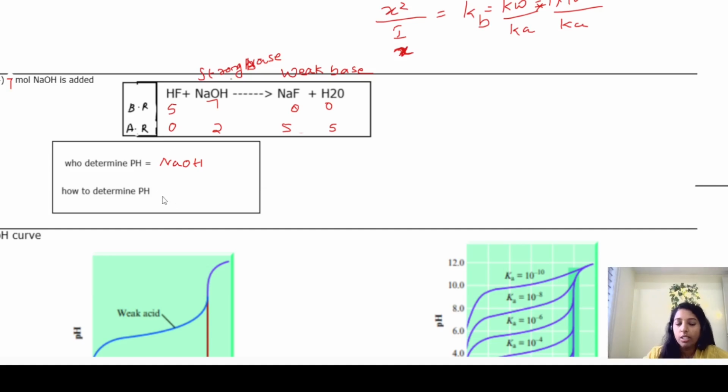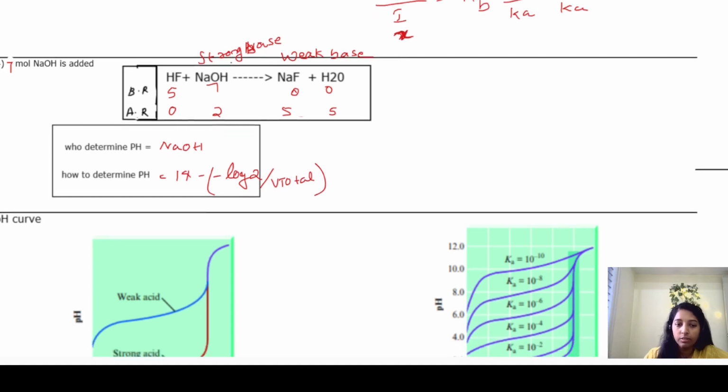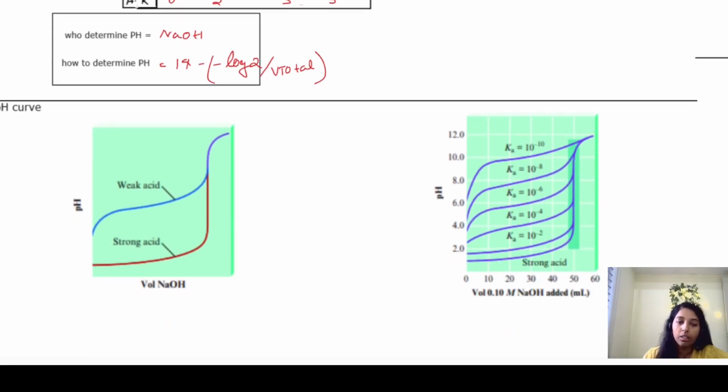So how do you determine the pH? As usual, the same way. Since it's a strong base, you calculate the negative logarithm of OH minus, which is 2 over V total. That gives the pOH, and 14 minus pOH gives the pH. That's all of the titration.